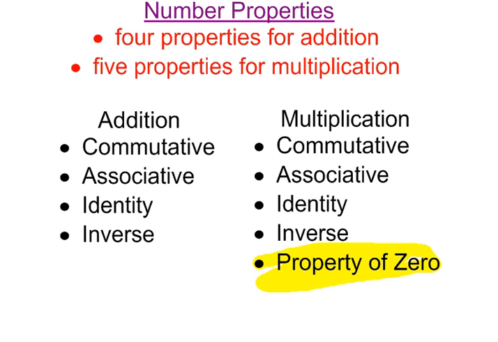I've got a list here of the properties we're going to talk about today, and if you'll notice, we've got 4 properties for addition listed here, and 5 properties for multiplication listed here. You'll notice that I've highlighted the one thing that is different, and that is that multiplication has this one extra property called multiplicative property of 0. We'll be talking about that in just a little bit.